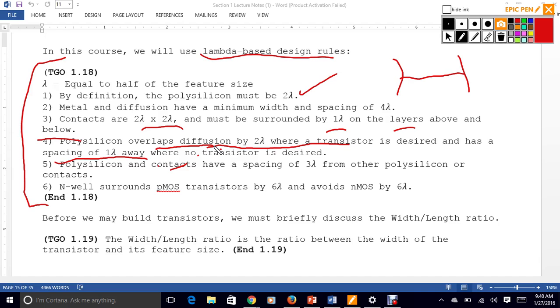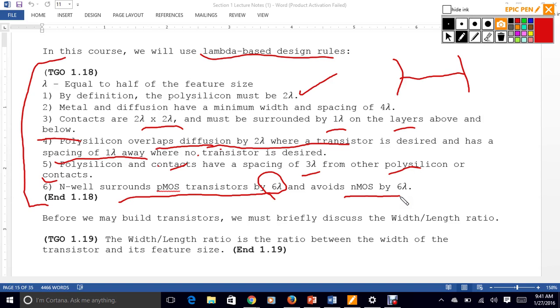So polysilicon and contacts have a spacing of 3 lambda from other polysilicon and other contacts, and then the N-well surrounds PMOS transistors by 6 lambda and avoids NMOS by 6 lambda. So if you recall from the inverter design, we had the spaces between NMOS and PMOS because we have to have this N-well. So we're trying to avoid all of these different N-well contacts from messing with the contacts by providing this amount of spacing.